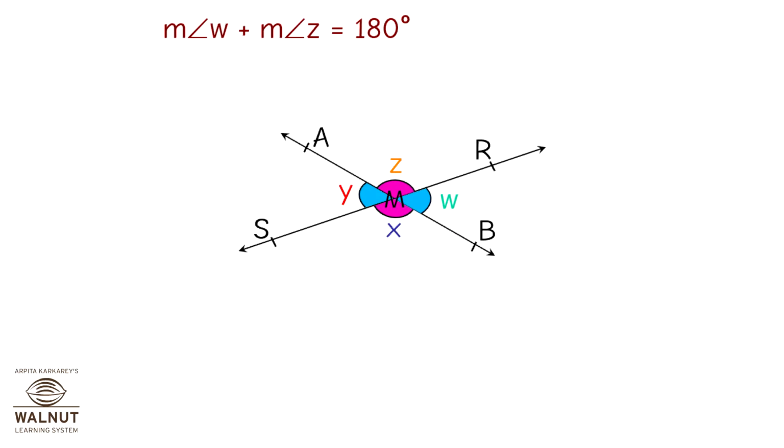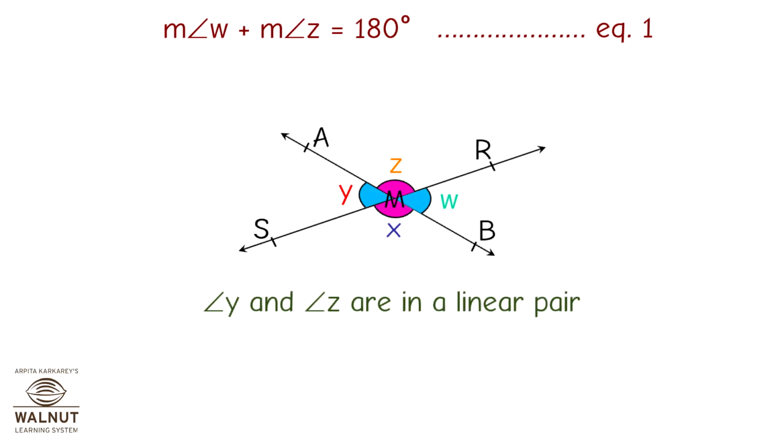So we know that angle W plus angle Z is 180 degrees. Let us call this equation 1. Angle Y and angle Z are in a linear pair too. So angle Y plus angle Z is 180 degrees. Let us call this equation 2. In both equation 1 and equation 2, you can see angle Z.